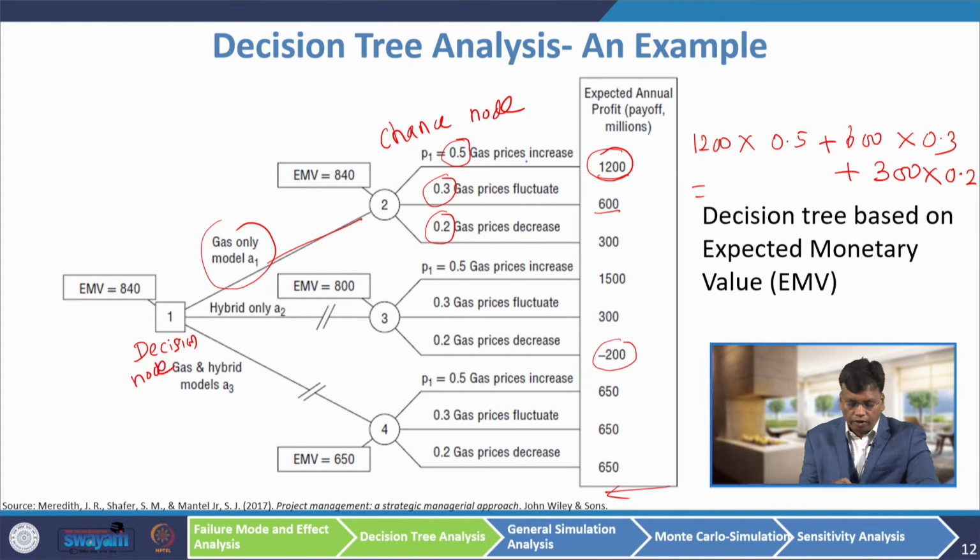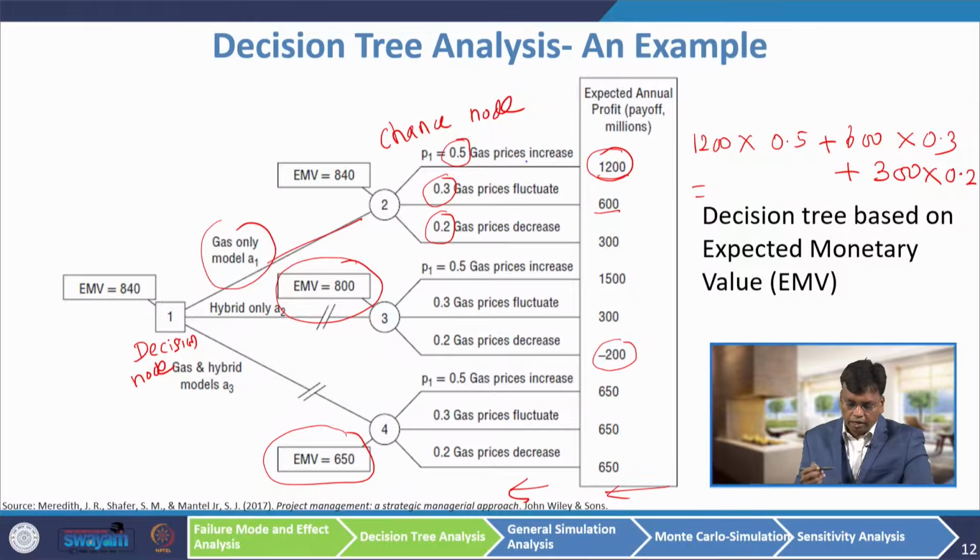Similarly, if you go for the hybrid only model, here 1500 multiplied by 0.5 plus 300 multiplied by 0.3 minus 200 multiplied by 0.2, you will get an expected monetary value of 800. Similarly, for the third option, you will get an expected monetary value of 650. So, the calculation should go in the backward direction.